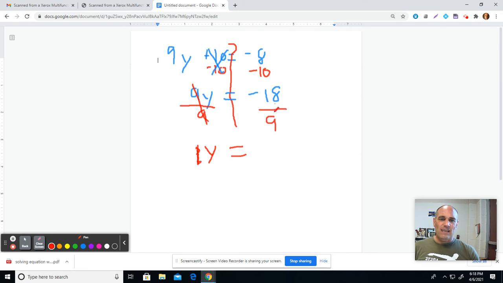Over here, negative 18 divided by 9. Well, 18 divided by 9 is 2. Remember, when I divide, when the signs are different, it's a negative. So y equals negative 2.